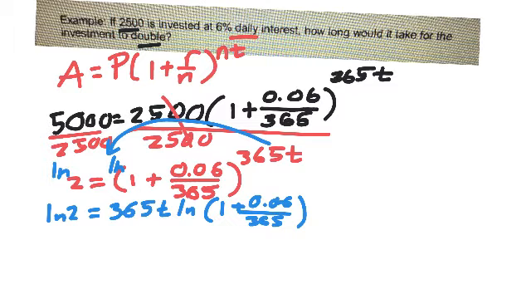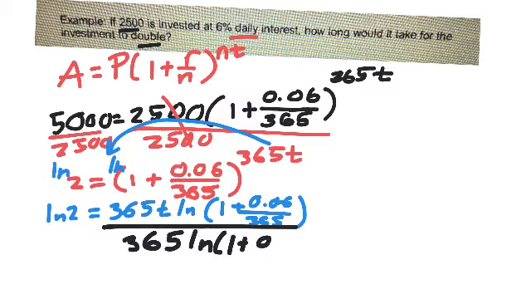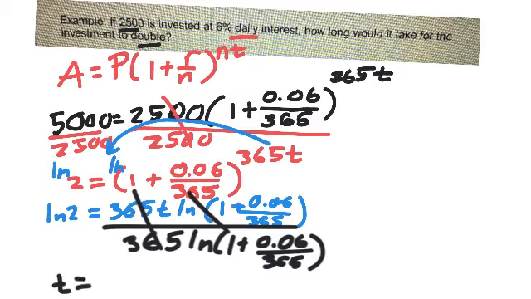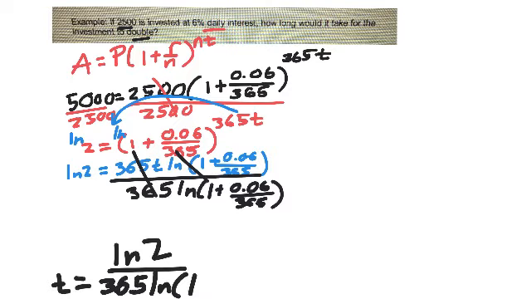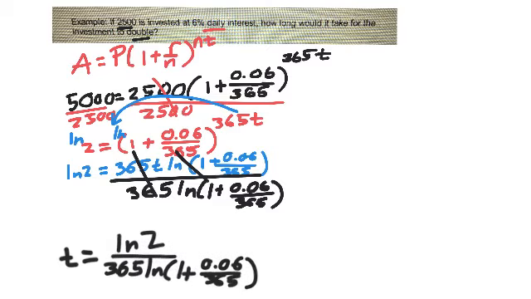Now, T is being multiplied by 365 and that natural log. So I'm going to divide both sides by 365 natural log of 1 plus 0.06 over 365. 365s cancel, natural logs cancel. That leaves me with T equals, and then I've got to divide the other side by that. I don't really have room on here. But that's going to give me the natural log of 2 over 365 natural log 1 plus 0.06 over 365. When I type that in my calculator, I should get the time is equal to 11.55 years.